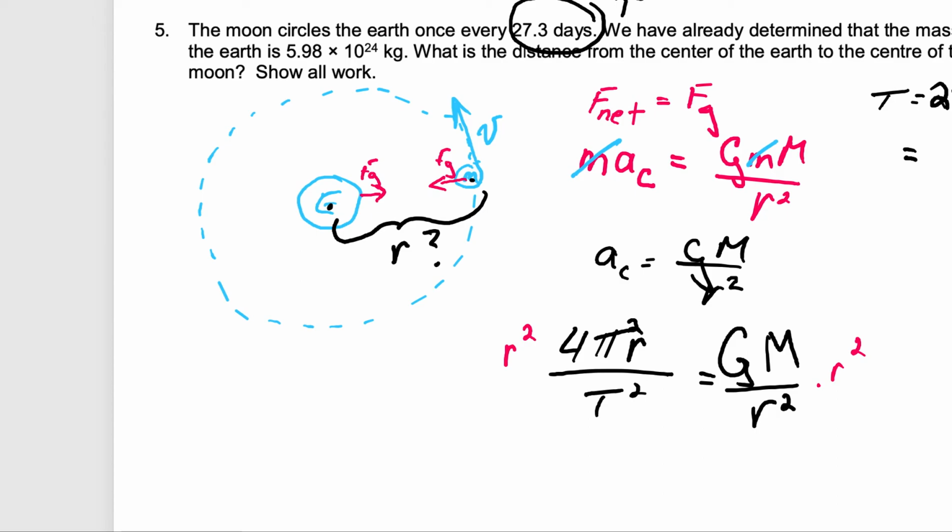And then I end up with an equation that says 4 pi squared r cubed over T squared is equal to GM. And now the only thing left is for you guys to isolate r, get rid of the 4 pi squared over T squared by multiplying and dividing. And then you basically just solve it for r by taking a cube root.